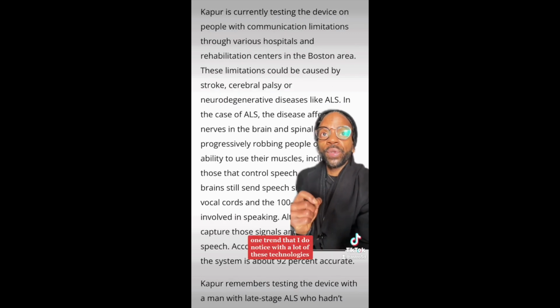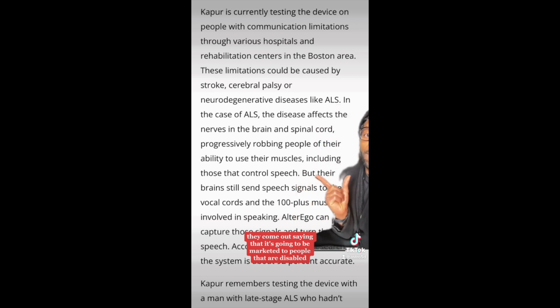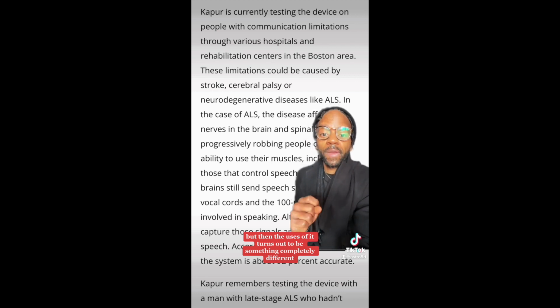One trend that I do notice with a lot of these technologies, they come out saying that it's going to be marketed to people that are disabled, but then the uses of it turns out to be something completely different. I find that more often than not, it ends up being used with malicious intent.